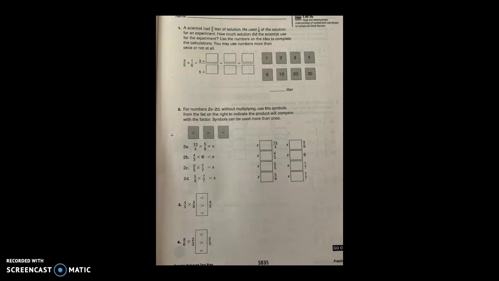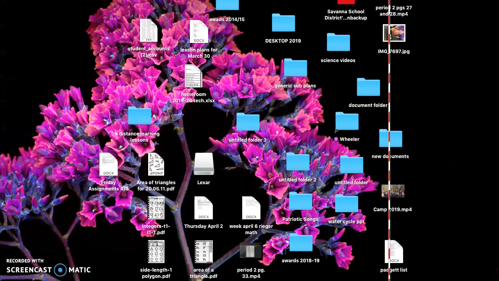On number 3, same thing. If you look at 4/5 and 3/8, both of those fractions are smaller than 1. So what happens when you multiply by numbers that are smaller than 1? Decide if that is greater than, less than, or equal to. Same thing on number 4. Let's take a look at number 5.